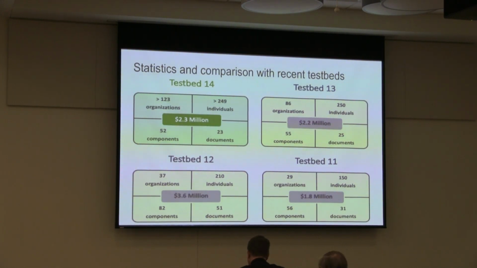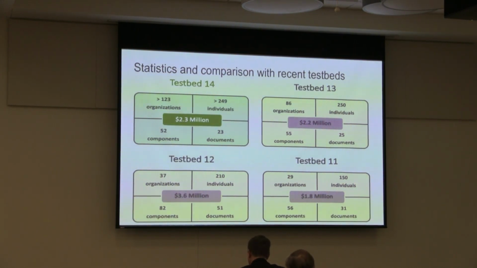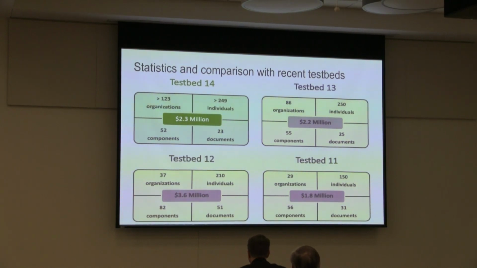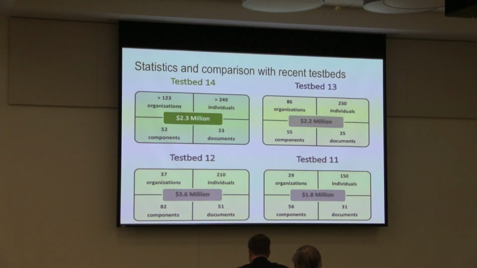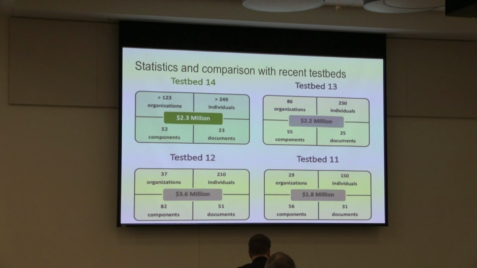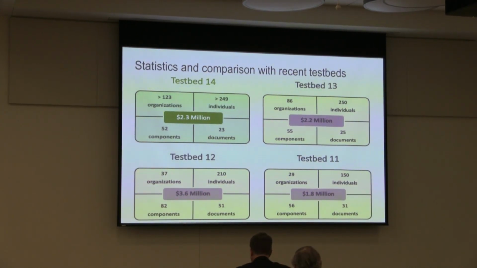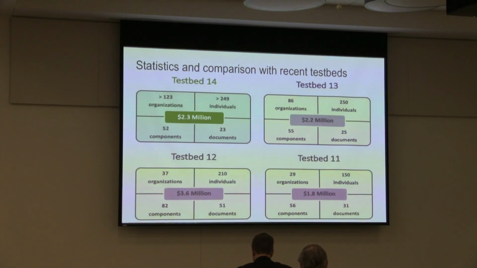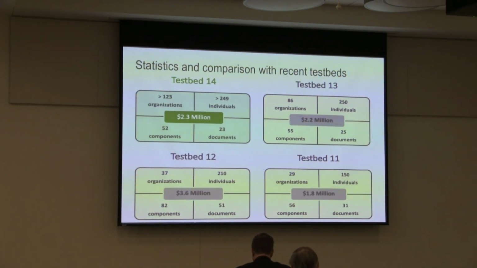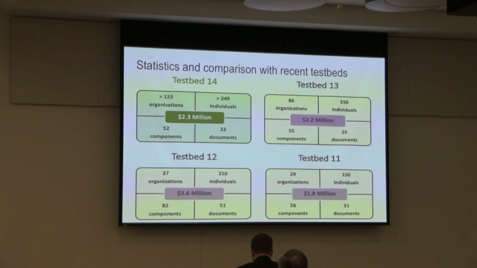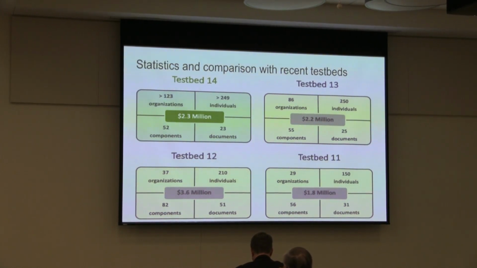About 245 individuals, 52 components, and 23 documents, most of which are going to be presented at this TC for a motion for the TC to approve release to the public as public documents. And as you see, it's not the biggest testbed. The biggest testbed was Testbed 12, but it's still the second biggest of what we have done.